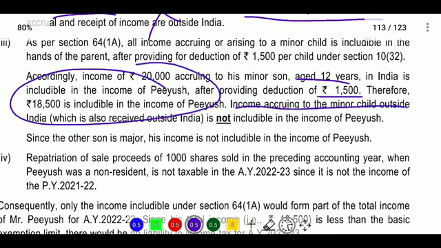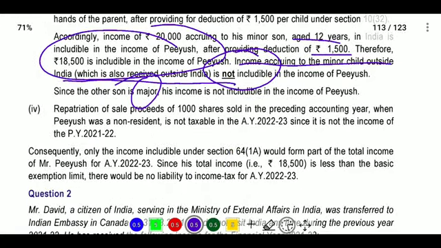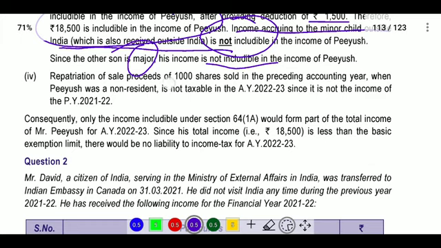Income accruing to a minor child outside India is not included in the income of Piyush. Since the other son is a major, his income will not be included in the income of Piyush. Next, repatriation of sale proceeds of 1000 shares sold in the preceding accounting year when Piyush was non-resident is not taxable in assessment year 22-23, since it is not the income of previous year 21-22.